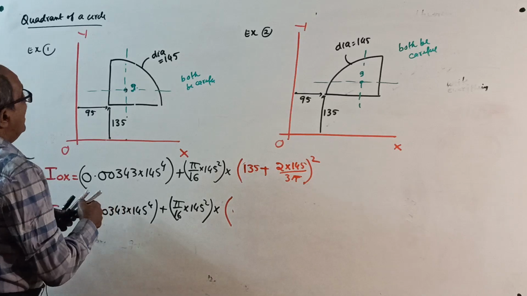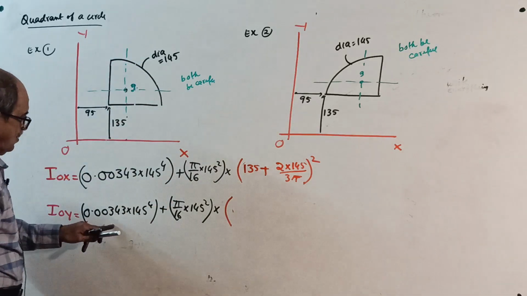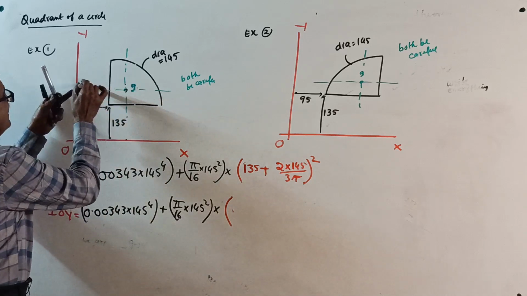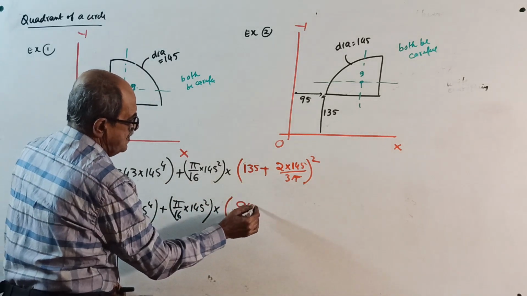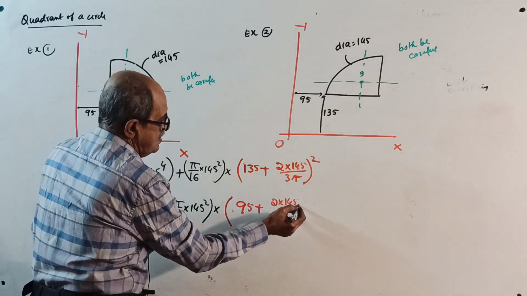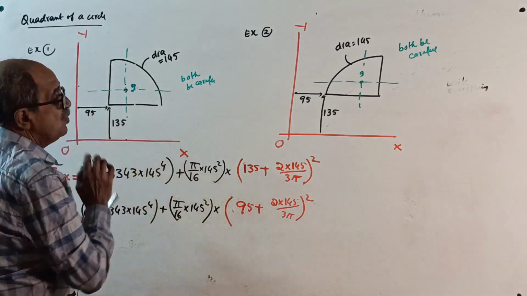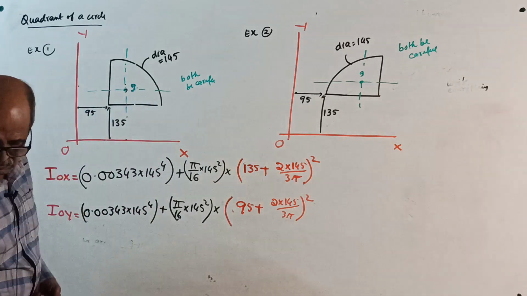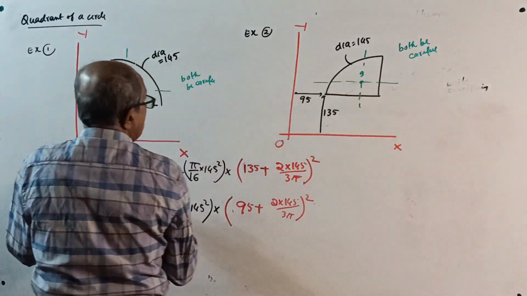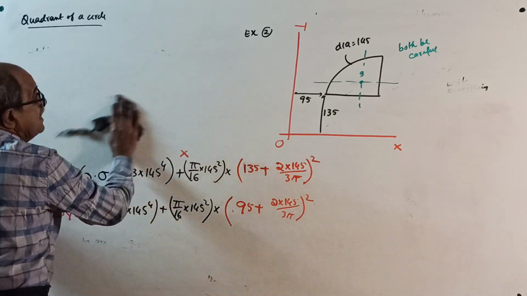When I started writing, I first thought I was doing OY first. Okay. Then I about OY axis. First about its own axis, same, 0.00343, 145 power 4, area same into, see, this distance square is 95 plus, how much? 2d by 3 pi, 2 into 145 divided by 3 pi, whole square. You get IXX, IYY. So this question is over. Now come to example 2. I will save some time. I know how to save the time. Now one question over. Remove this one. Example 1 over. Go to example 2.